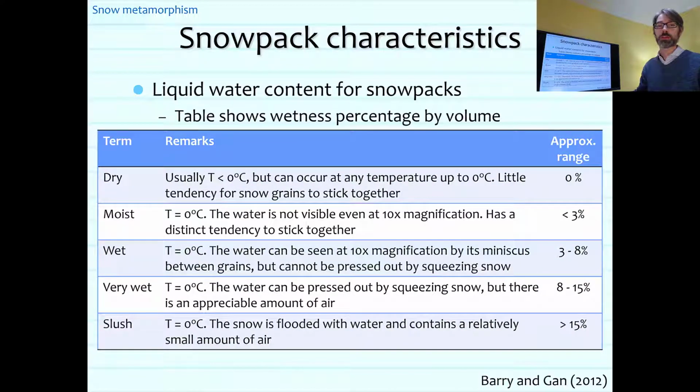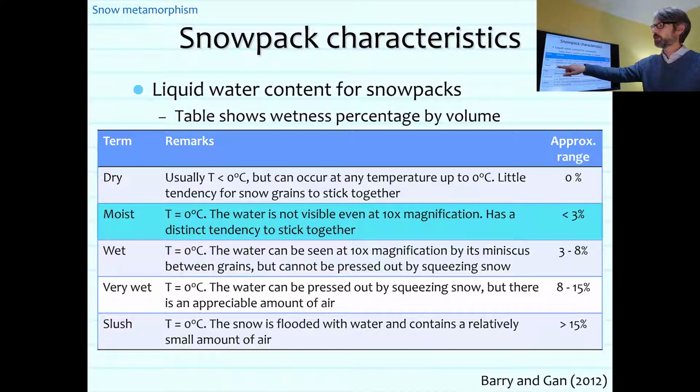We also should look at the amount of liquid water content in the snowpack. This is particularly important for the next videos where we start talking about snowmelt and snowmelt modeling. So here's a table that classifies various different types of snowpack by their liquid water content. We can have dry snowpacks, and this will be below 0 degrees Celsius, but it can occur at any temperature up to equal to 0 degrees Celsius. This is approximately 0% liquid water, and so there's very little tendency for the snow grains to stick together. You can pick it up and it just falls out of your hand.